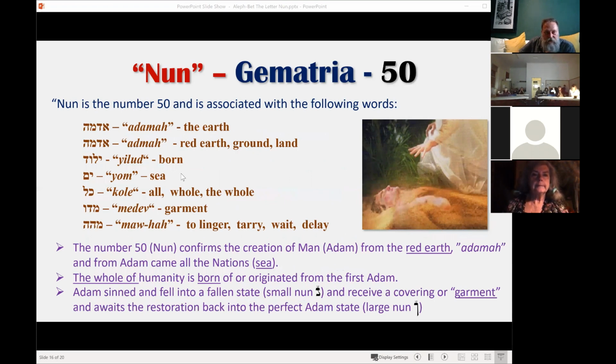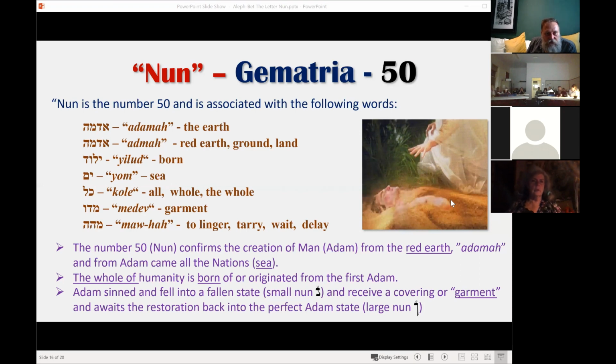Now, the first one is Adama, that means the earth. Then Atma, that means red, earth, or ground, land. And those are in relation to the creation of man, or Adam, as we saw with the Ruach being blown into his nostrils, he became a Neshama. He was created as a Nefesh. And the foundation is the earth, or the red earth, or the ground, which forms the foundation of all life prior to Yahweh creating all living creatures, as described on day 5.